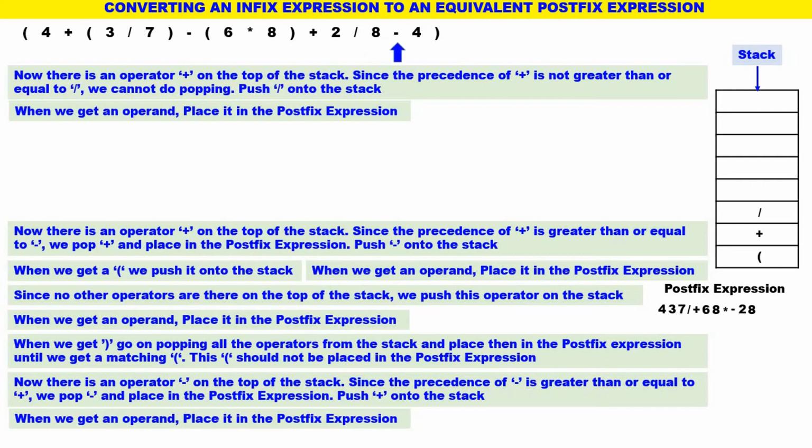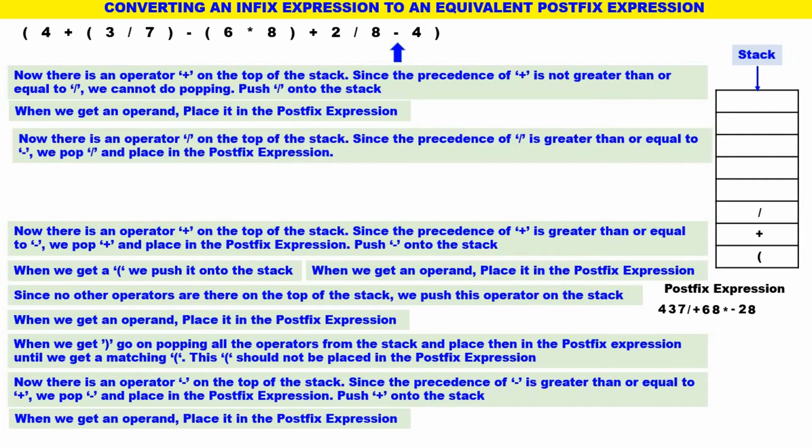So scanned operator is minus. Now you just check on the top of the stack what is there. Top of the stack you have slash. Now check precedence of slash. Is it greater than or equal to minus? Yes, precedence of slash is greater than or equal to the precedence of minus. Therefore pop slash. Now carefully understand. Now there is an operator slash on the top of the stack.